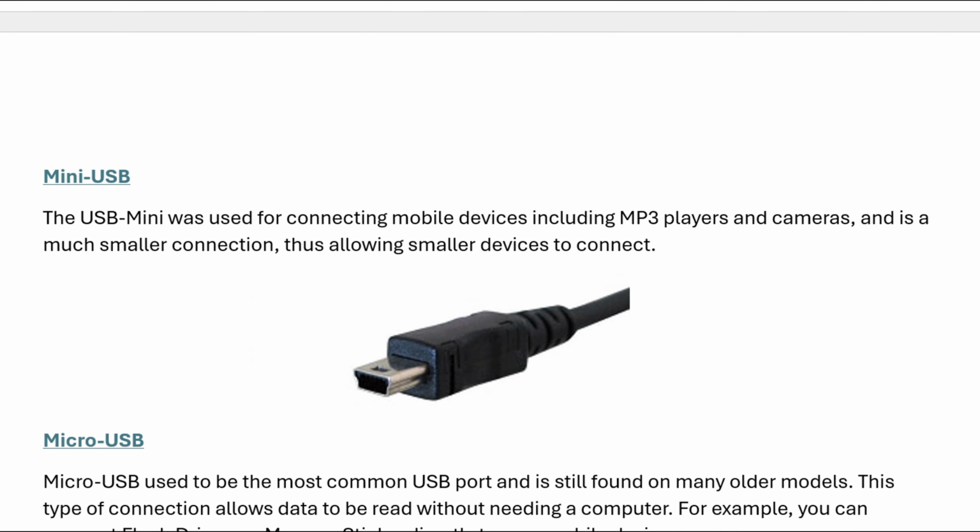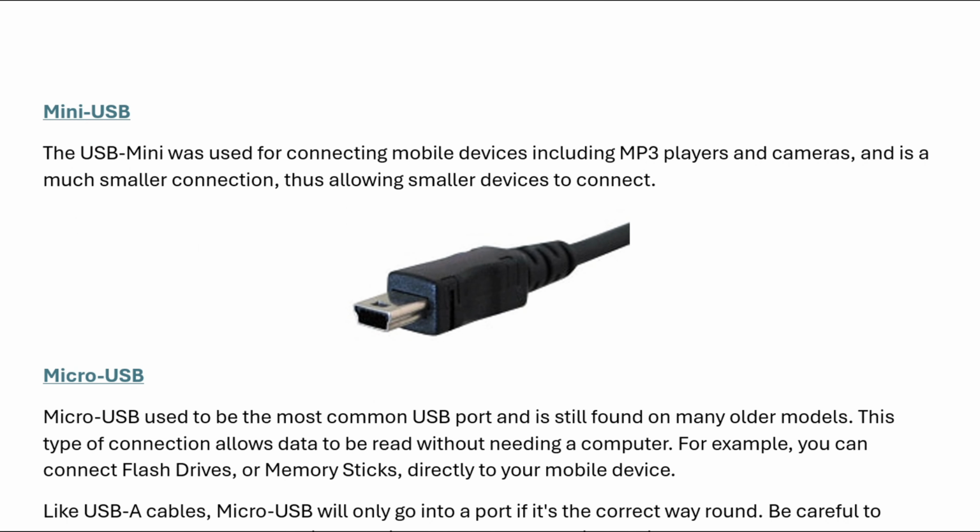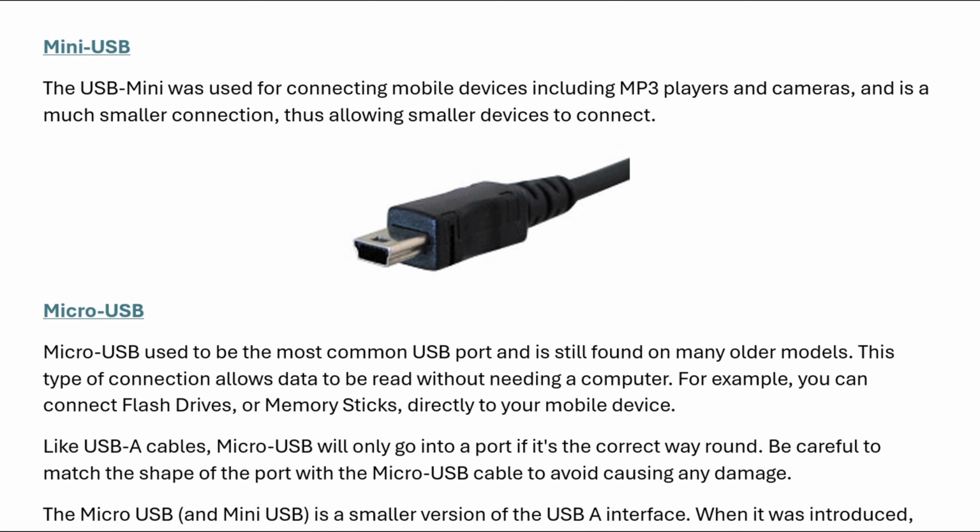The next USB type will be mini USB. The mini USB was used for connecting mobile devices including MP3 players and cameras, and is a much smaller connection, thus allowing smaller devices to connect. You can see this was used in earlier days when we were using digital cameras. For transferring data from a digital camera to the computer, we were using this type of connector. So this is called mini USB.